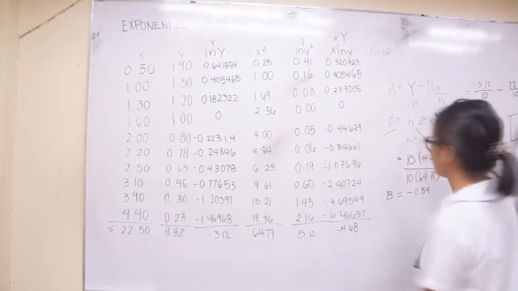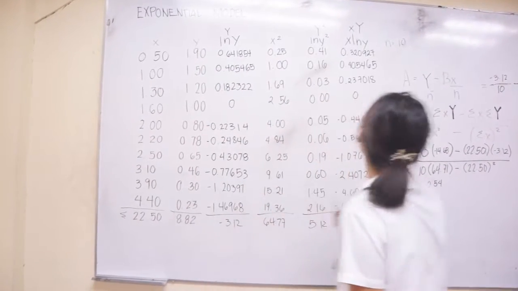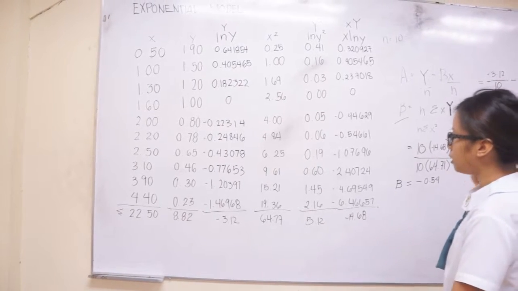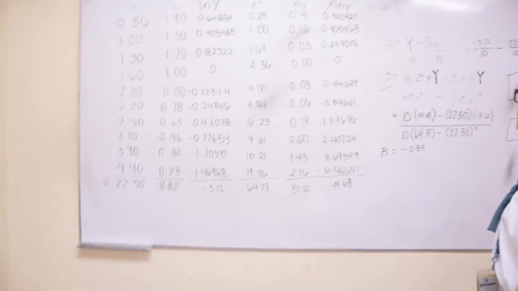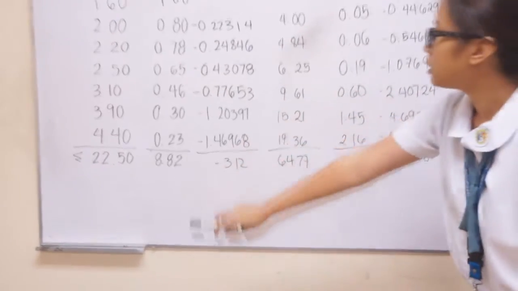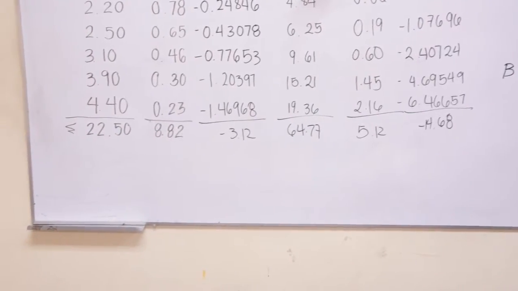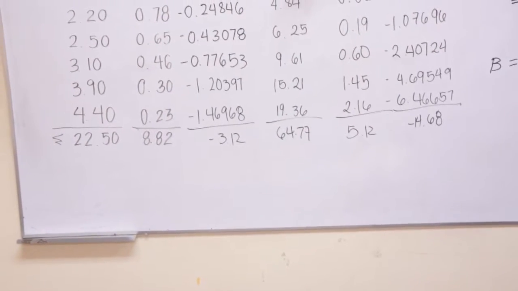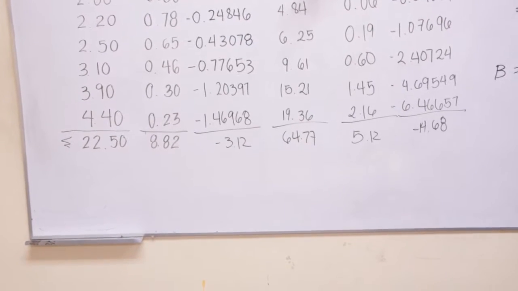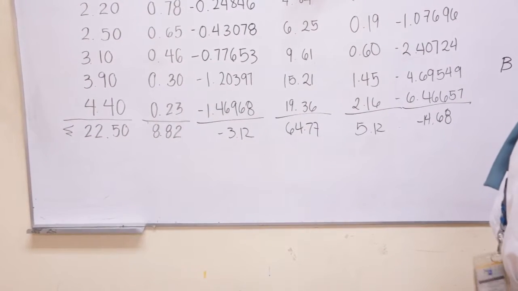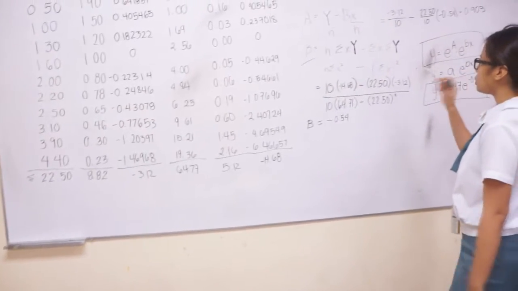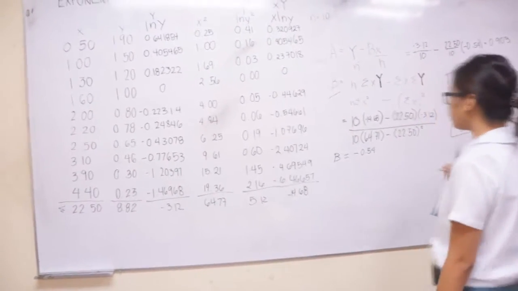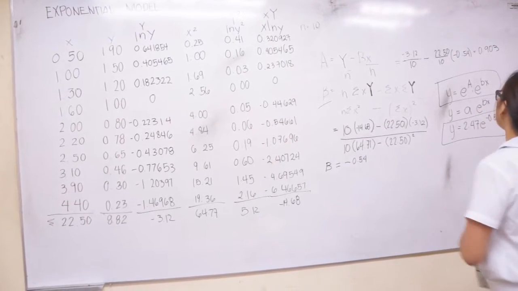By using this formula, we need to substitute the values, which is n, the total number of the data, summation of x times capital Y, which is negative 14.68, minus summation of x, 22.50, summation of y, negative 3.12, over 10 times summation of x squared, which is 64.74, minus quantity summation of x, 22.50 squared, is equal to negative 0.54.